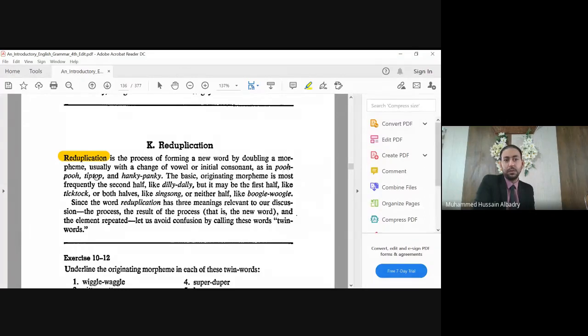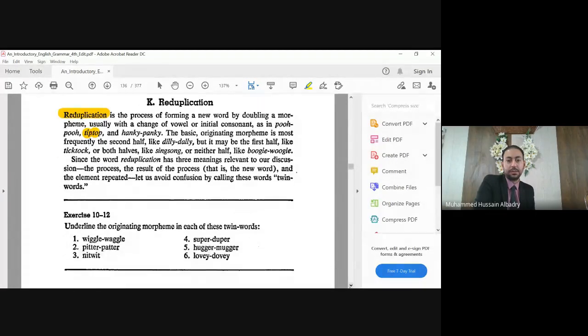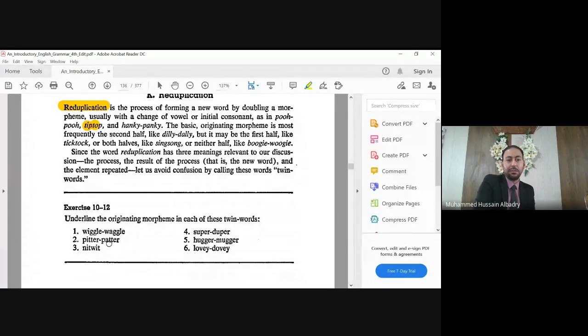Boo, tip top, hanky punky. You see, tip top, we changed the vowel. Hanky punky, dilly dally. Okay, you can see these words. Wiggle waggle, pitter patter, nitwit. You can check their meanings in the dictionary. Hocus pocus, lovey-dovey, zigzag. All these are reduplication.